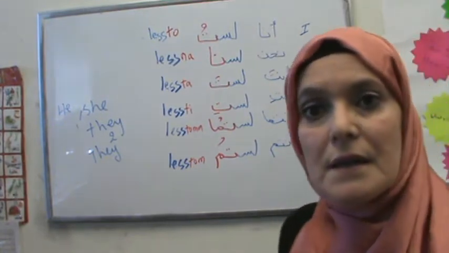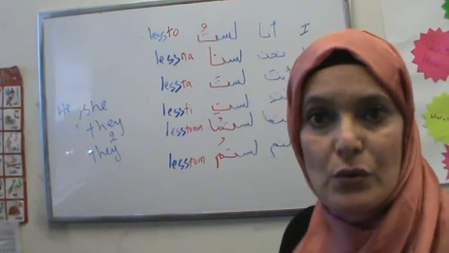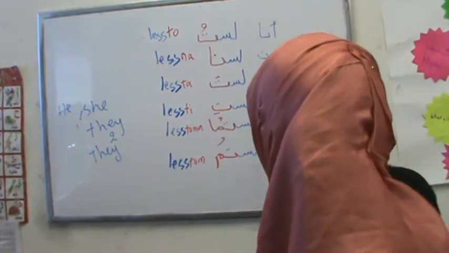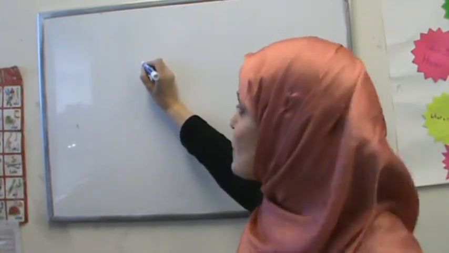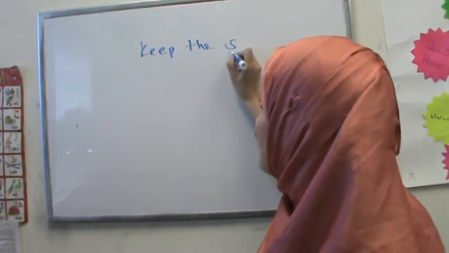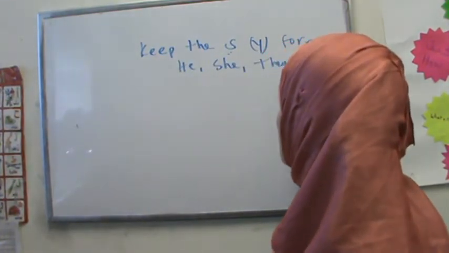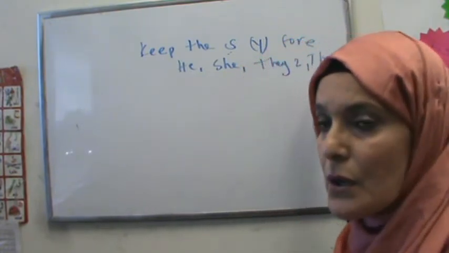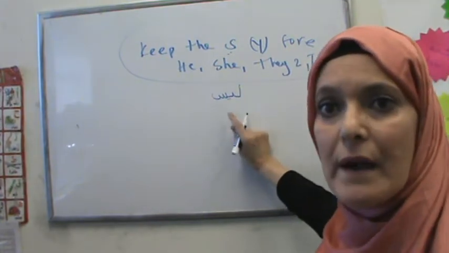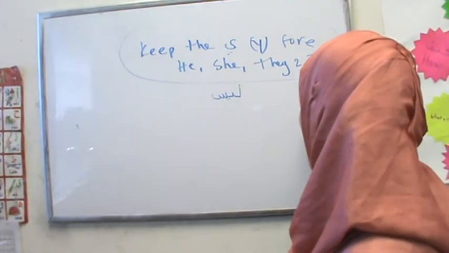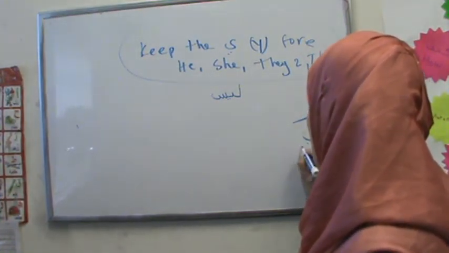You see, for these I dropped the ya, but for he, it's always the past tense, so we don't do any changes on he. You can make it a rule: keep the y for he, she, they two, and they male. So this is my rule number two. I am not going to drop the Y on laysa, I'm going to keep it. And I go: huwa, which is he; hiya, she; huma; and hum.